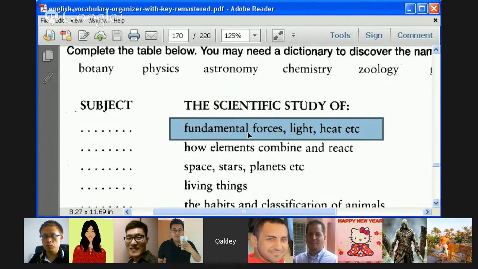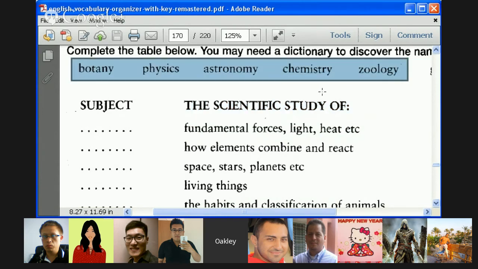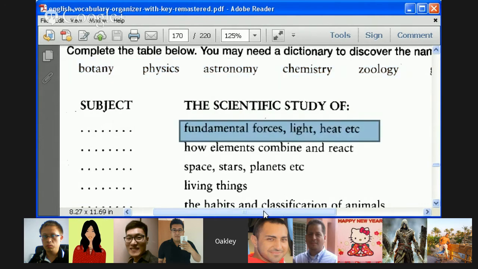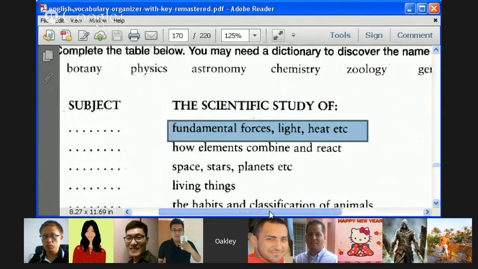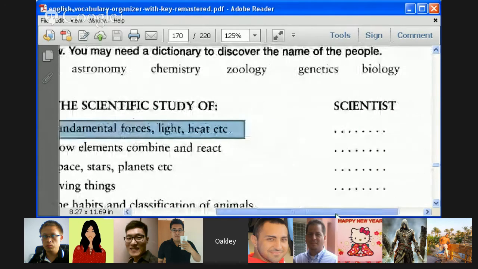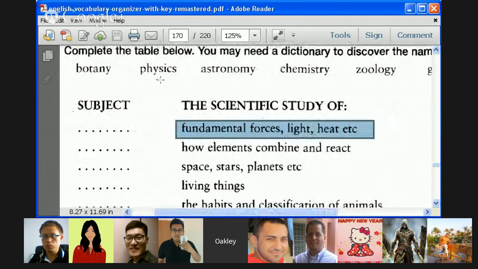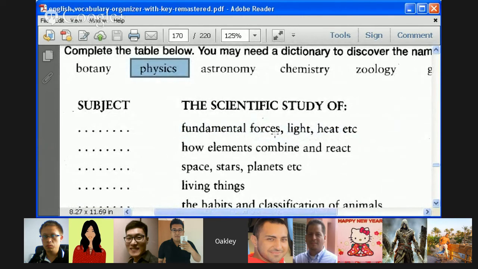Xinyu, here you go. Which one of these scientific disciplines matches the definition? Xinyu, the scientific study of fundamental forces, light, heat, etc. Physics. Physics, gravity, time, mass, all those things. Physics, that is right. Fundamental forces of nature, maybe we could say, but bigger than that. Very good. Next one. David?